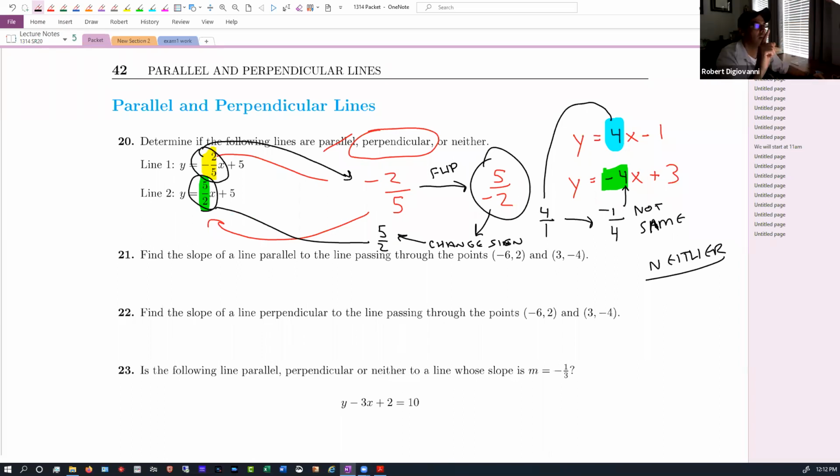Always the case. So for two lines to be perpendicular to one another, the slopes have to be reciprocals, so they have to be flips of each other, and they also have to be opposite in sign. So if one of them's negative, the other one has to be positive. Okay?